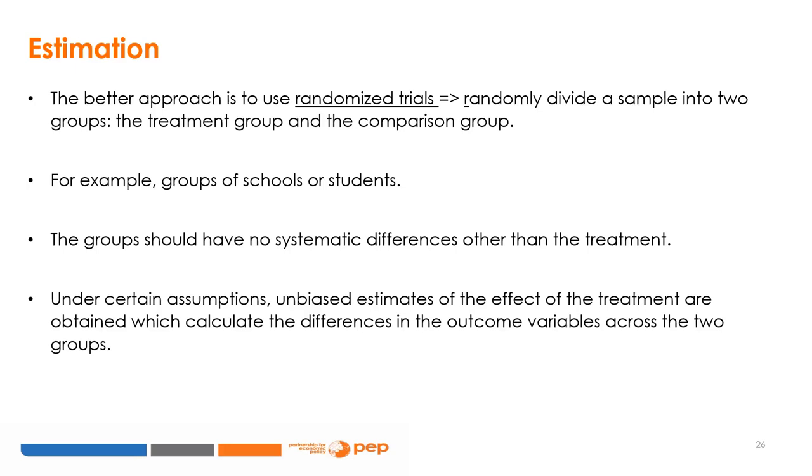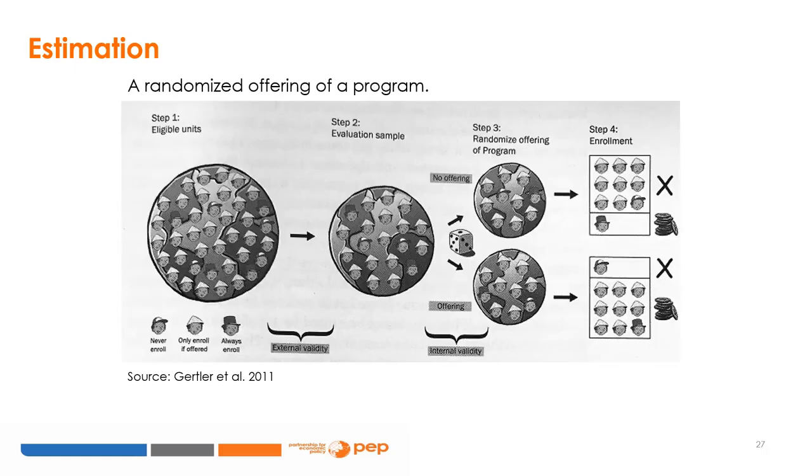A better approach to circumvent these estimation problems is to use randomized trials, which consist of randomly dividing a sample into two groups, the treatment group and the comparison group. These groups should have no systematic differences other than the treatment, and under certain assumptions, unbiased estimates of the effect of the treatment are obtained, which calculate the differences in the outcome variables across the two groups. This figure, taken from a book by Gertler et al., 2011, gives us an example of a randomized offering of the program in the final enrollment.